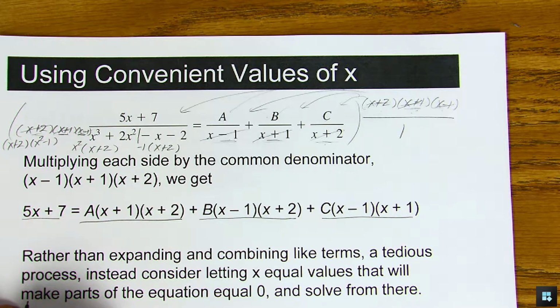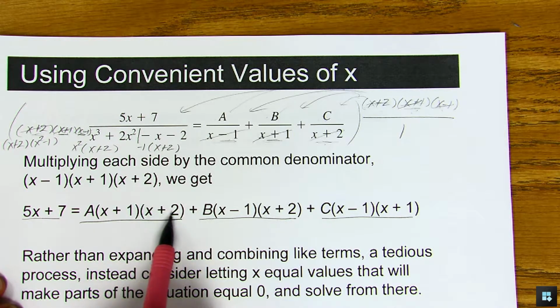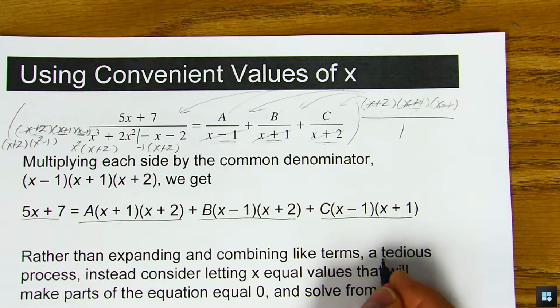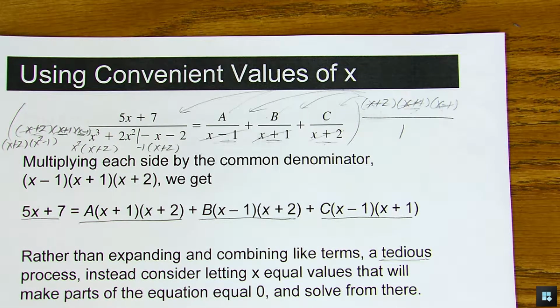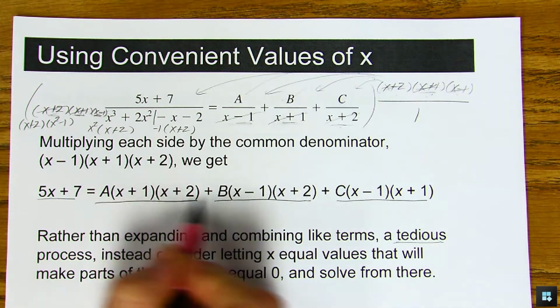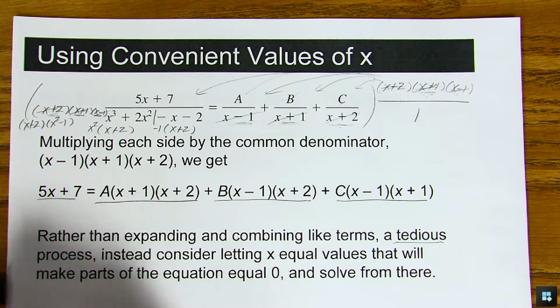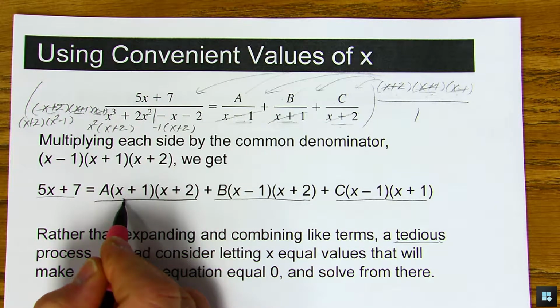Now, if you remember correctly, when we did it with a system of equations, the first thing we did was distribute out the x plus 1 times x plus 2, and we started going that route. Well, there's another way. Instead of doing it that way, which I agree is a definitely tedious process, we can use what are called convenient values. These convenient values come from asking what values of x would make one of these things become 0 and therefore cancel out. So in this case, we could say, what if we let x equal -1?